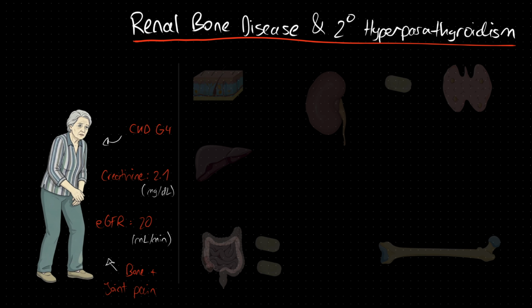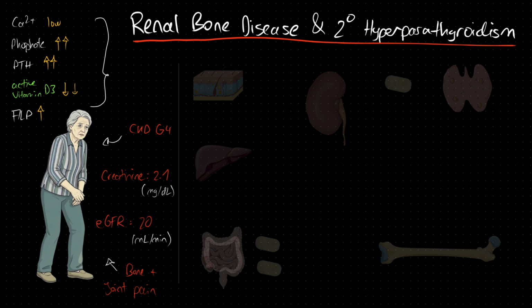The following blood values are conspicuous. Calcium is still within the normal range, but very low. Phosphate is elevated, and parathyroid hormone, PTH, is also elevated. Active vitamin D3 is low, and alkaline phosphatase, ALP, is elevated. Based on these laboratory values, the diagnosis of secondary hyperparathyroidism can be made.